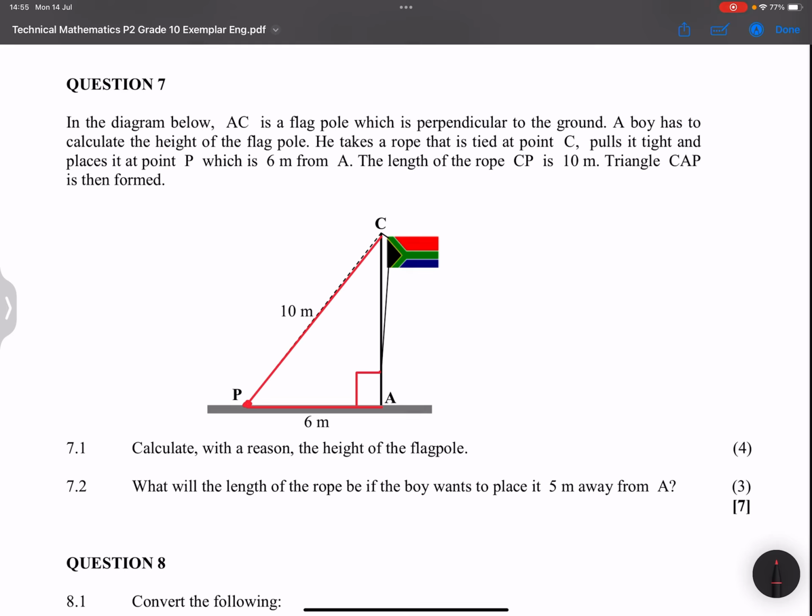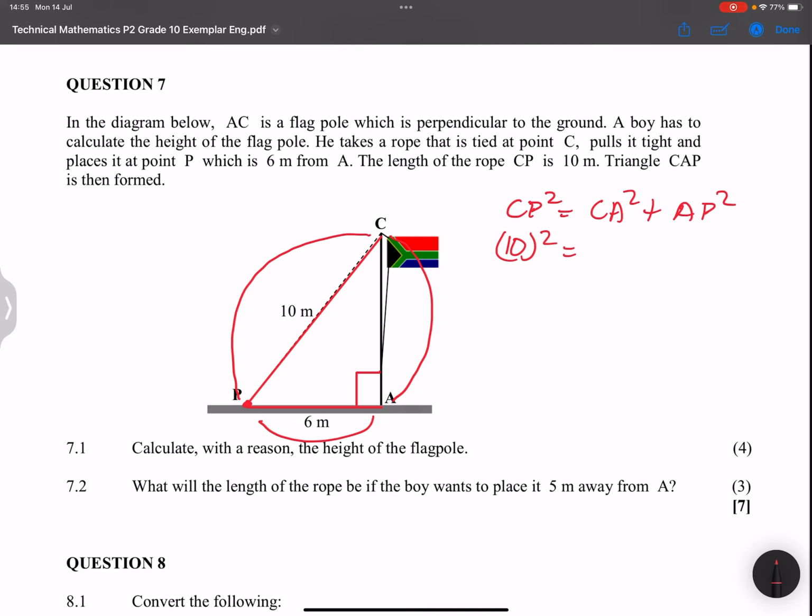If we've got a 90-degree triangle, then it means that we can apply the Pythagorean theorem, the Theorem of Pythagoras. So the square of the hypotenuse, that's CP squared, is equal to the sum of the squares, so that's CA squared plus AP squared. So CP is 10, CA is what we're looking for, and AP is 6 squared.